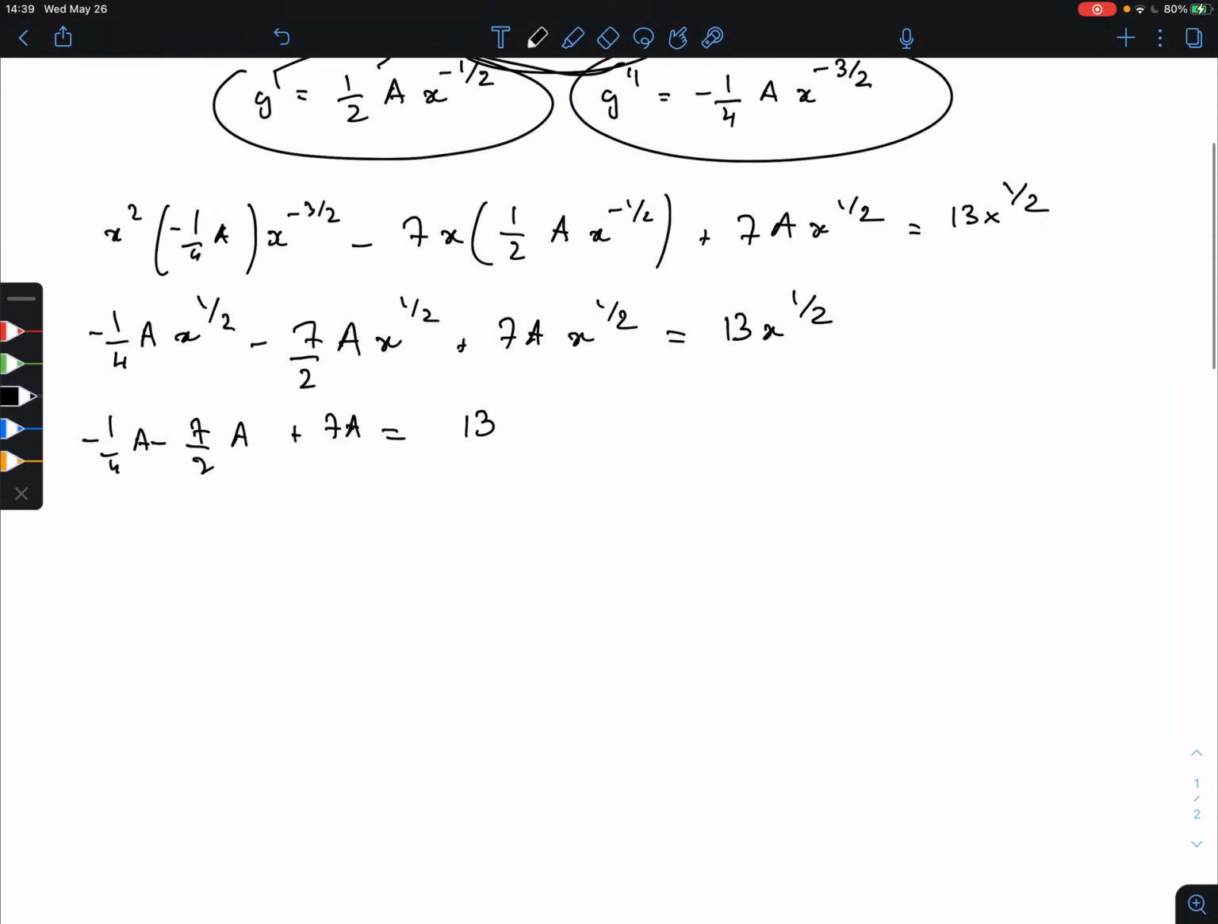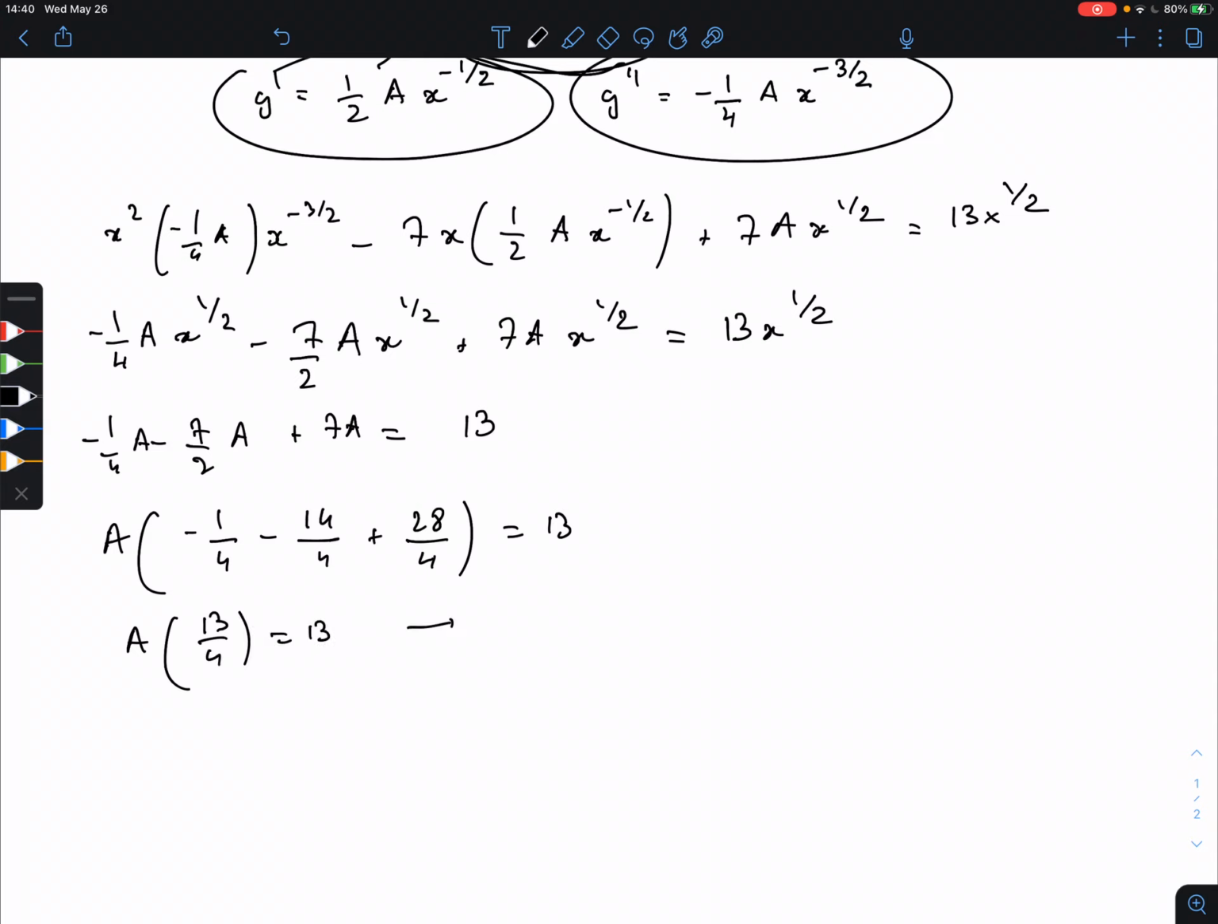So we put this all in common denominator. We see we can factor out an a here. So we get minus 1/4 minus 14/4 plus 28/4. So putting everything in the common denominator, that is 13. So we find that a times 28 minus 14, that is 14, minus 1 is 13, so 13/4 a equals 13. Now, look how nice. So this means that a is equal to 13 times, cross multiply, right?